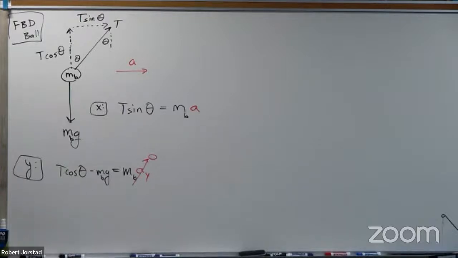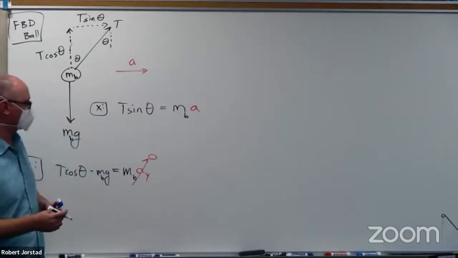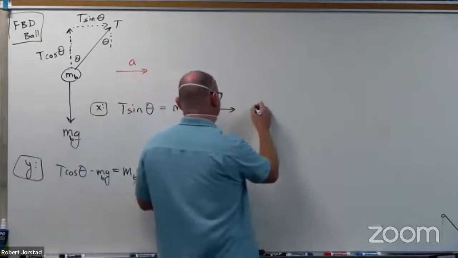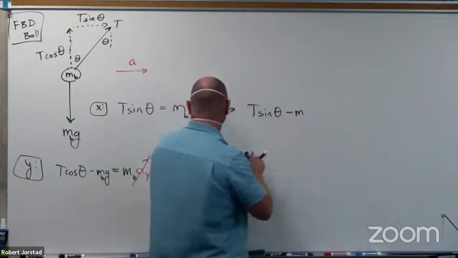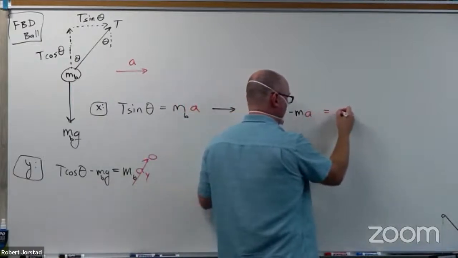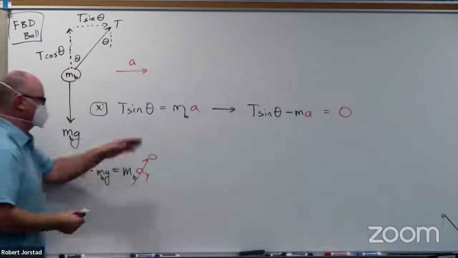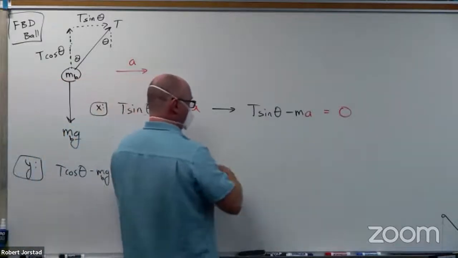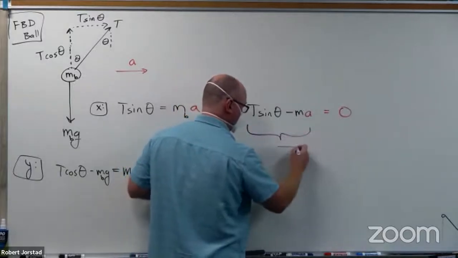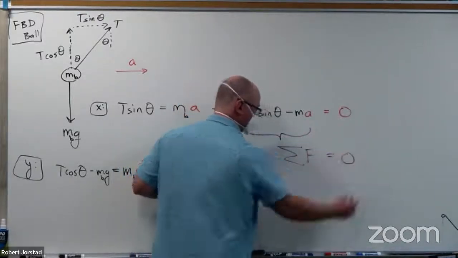Okay. Now, I'm going to show you a math trick that is pretty weird and makes me uncomfortable, but I want you to be able to understand what you might read on the internet. Let's just do a little math here and say T sine theta minus MA equals 0. Do you agree this is exactly the same statement? Now think, this is where we get fictitious forces. What if I call this the sum of forces equals 0?